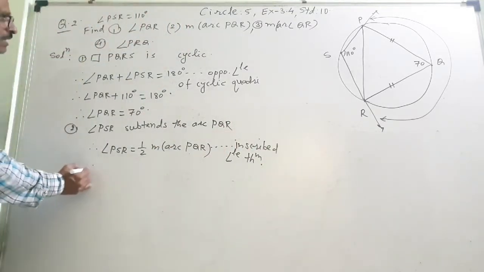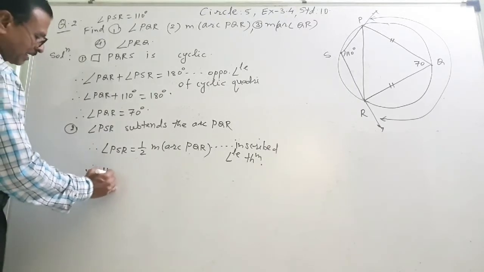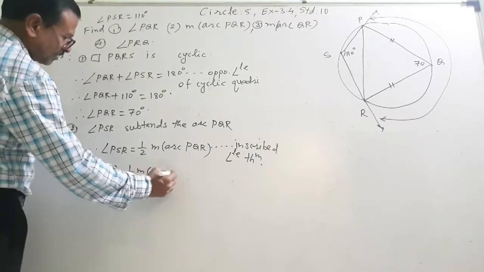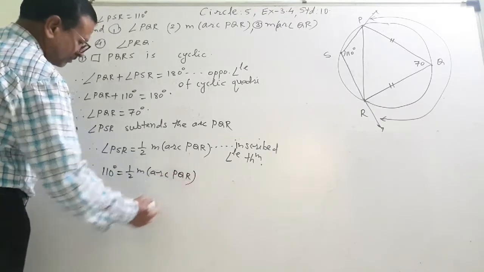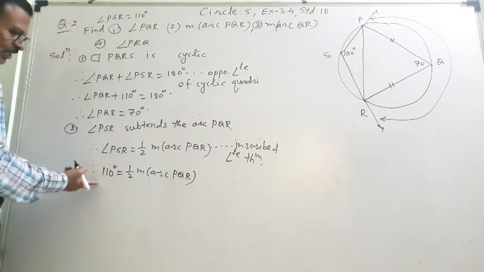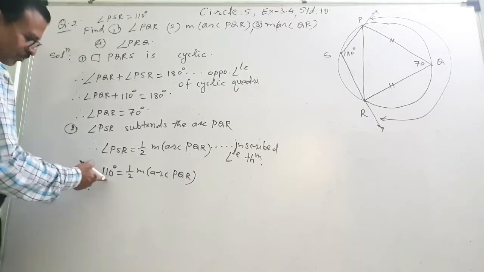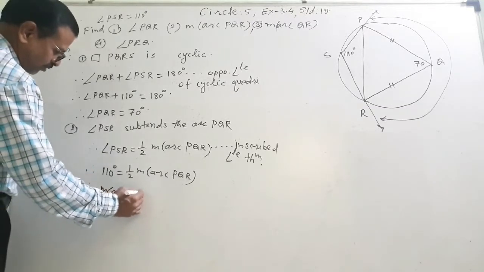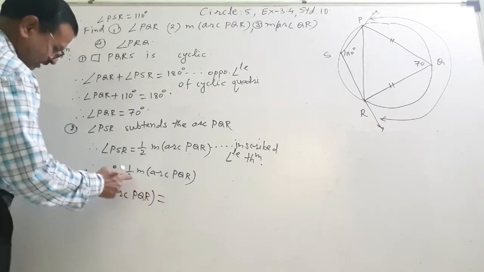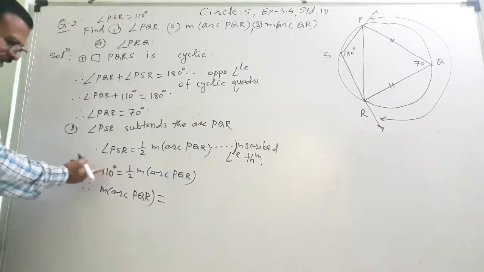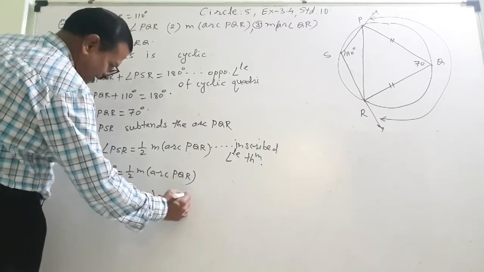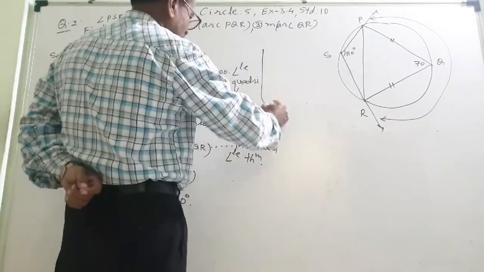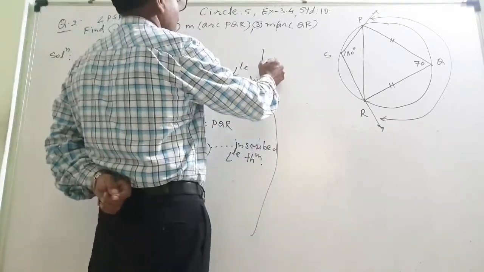Therefore, but this PSR is how much? 110 degrees is equal to 1/2 major arc PQR. Therefore, this 2 will go over here and this will be 220 degrees. So, major arc PQR is 220 degrees. So, the second part is also over. Now, the third part.